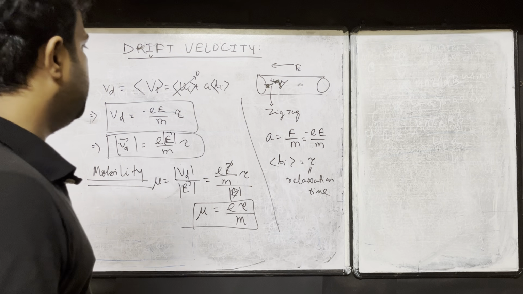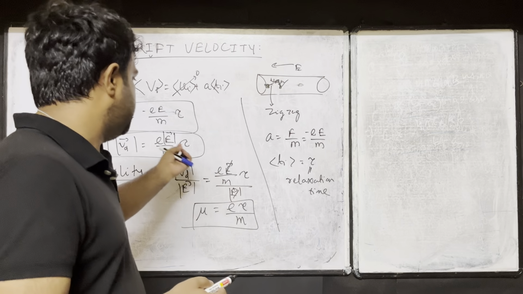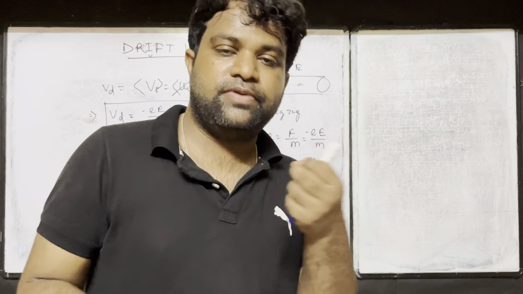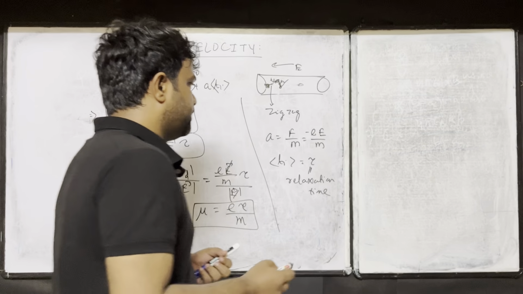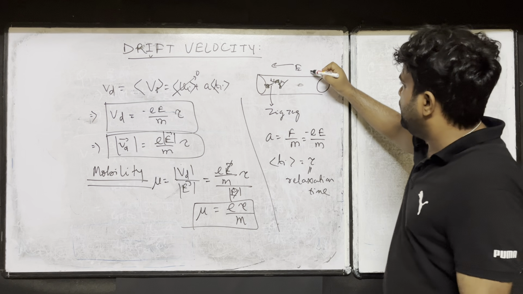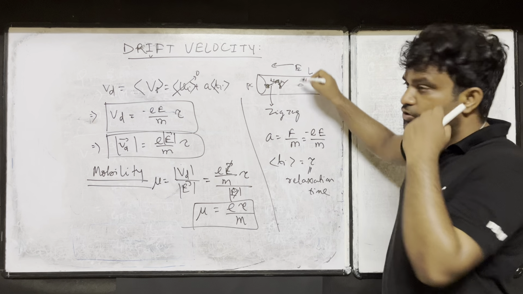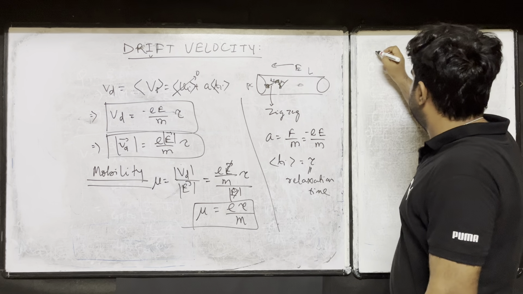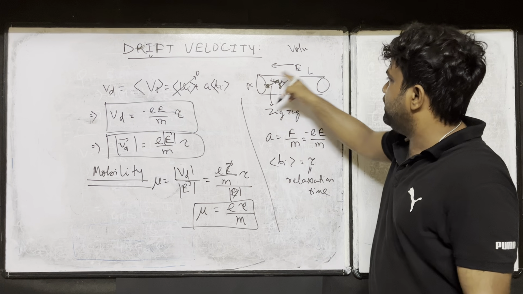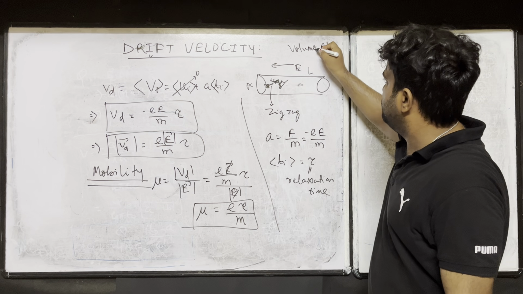Now we will derive an expression in terms of current density, and from there we will come into the concept of resistivity and conductivity. So let us say this is the conductor and its length is L, area of cross section is A, right? So it will have a volume. Volume will be A into L. What will be the volume of this conductor? Area of cross section into length, right? So volume will be AL.